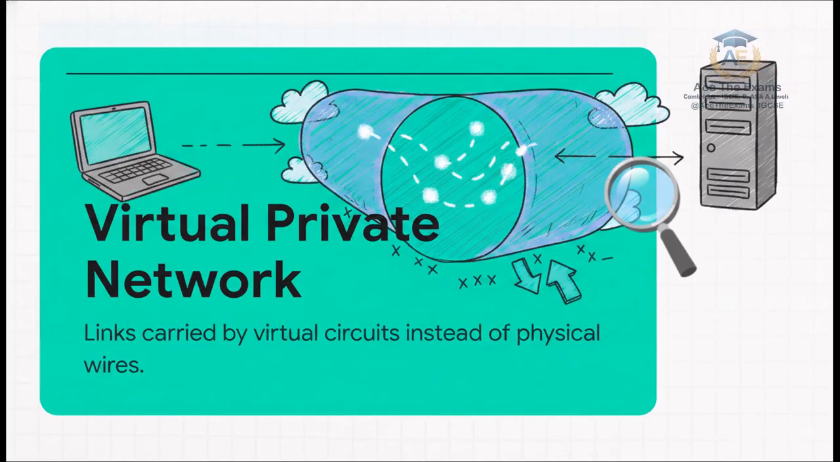So instead of relying on a dedicated physical wire between 2 points, a VPN allows data link layer protocols to be tunneled through a larger, often public network, like the internet. It uses open connections, or virtual circuits, to basically simulate a direct link.